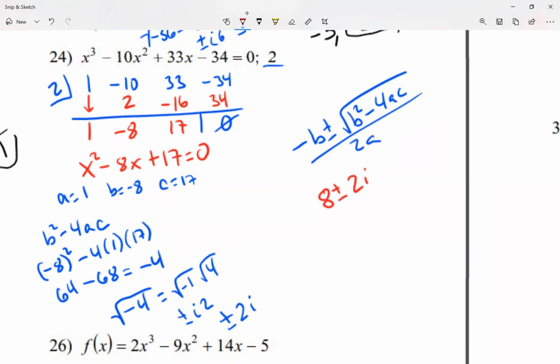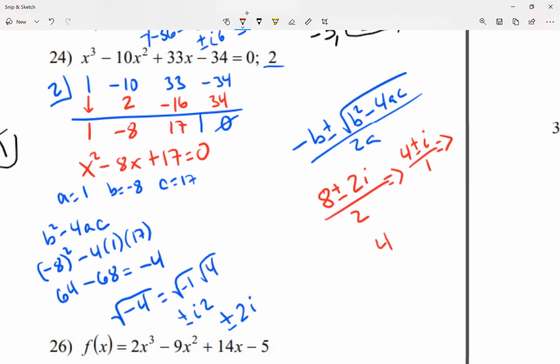I just worked this not too long ago. Now at the bottom, 2 times a, so 2, right? Because a is 1. This can be simplified to 4 plus or minus 1i over 1. I divided all of my numbers by 2. Once we have a 1 underneath a fraction, it's not a fraction anymore. So I'm going to say my two solutions are going to be 4 plus or minus i. All right, so 4 plus i, 4 minus i.